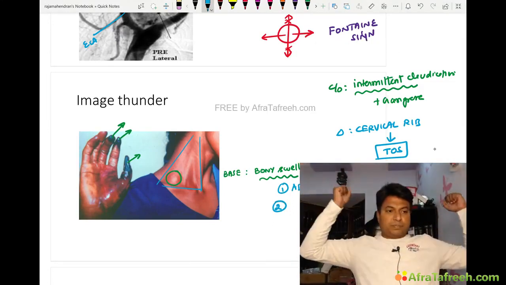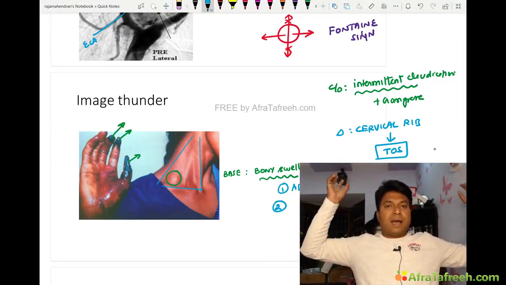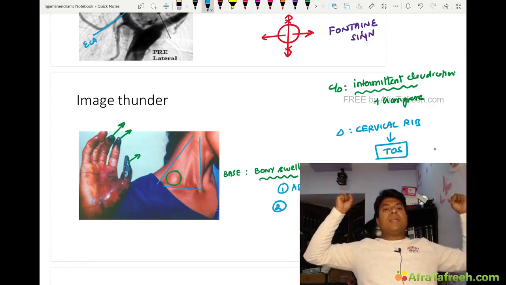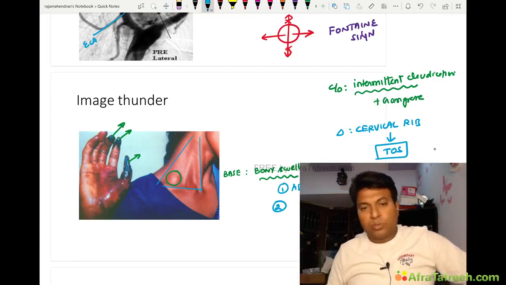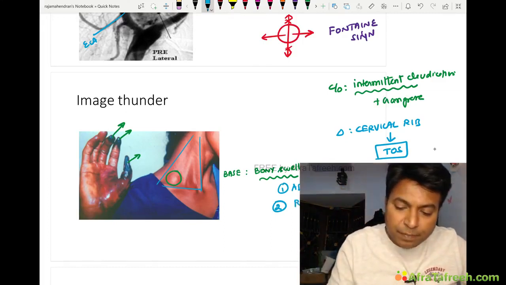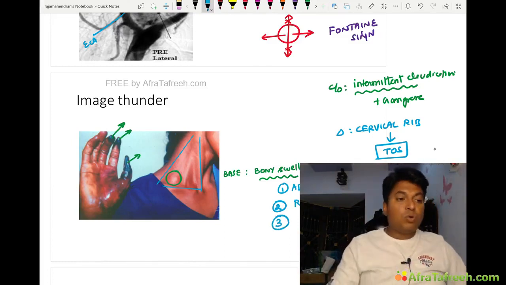Test number 2. I am keeping the hands like this, asking the patient to keep the hands like this, at right angles to each other, and keep doing this for 2 to 3 minutes, continuously. The patient will have pain and will put the hands down. That is known as Roos test.